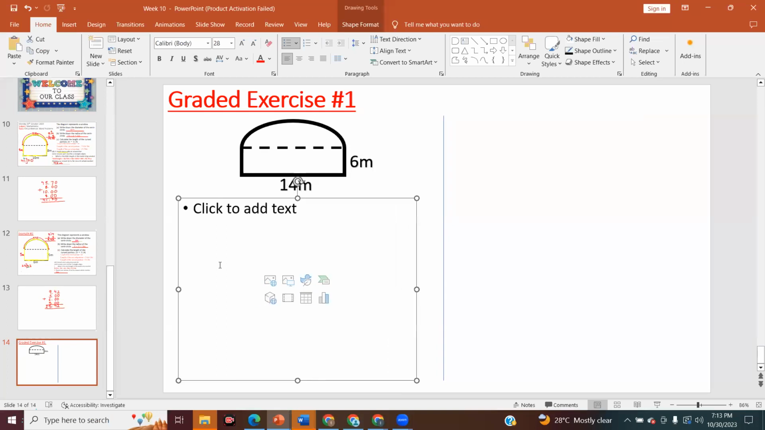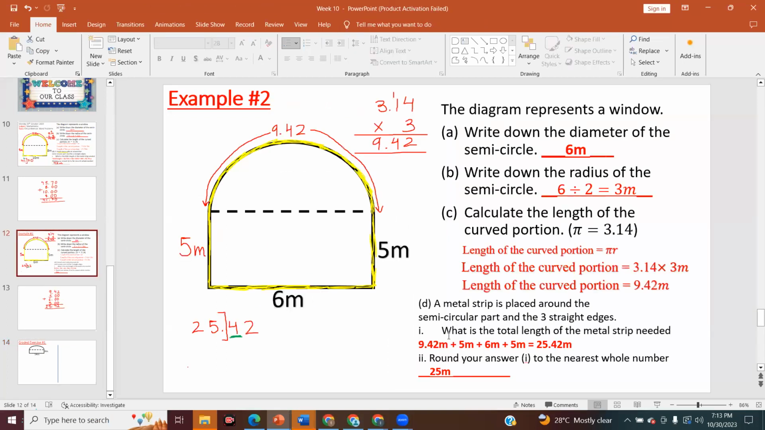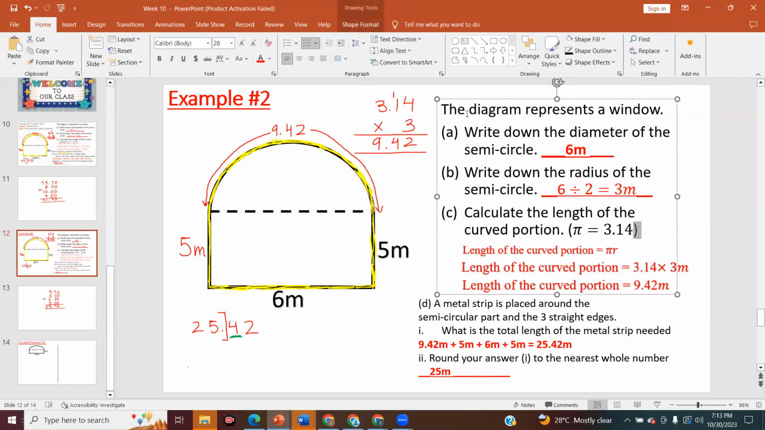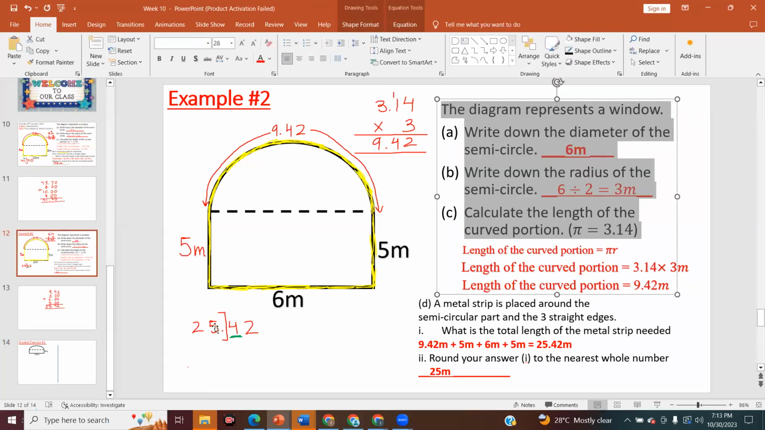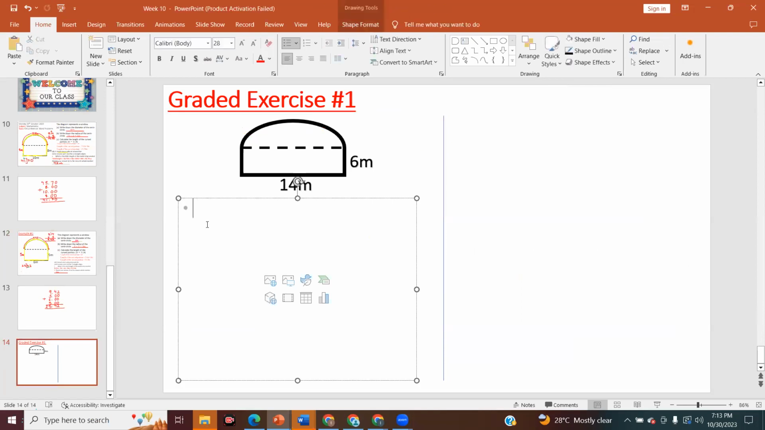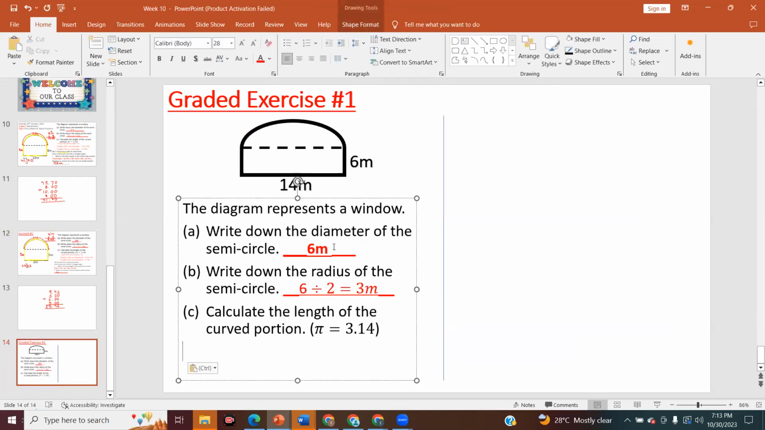So please be careful with your math. Be careful with how you add, how you multiply, because that's going to affect you. All right, make sure you take your time to answer these questions and not make silly mistakes or simple mistakes.